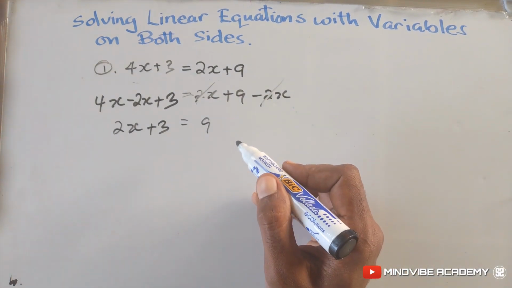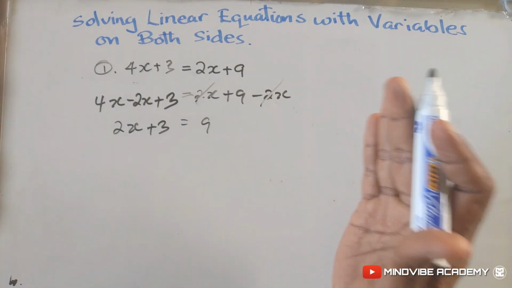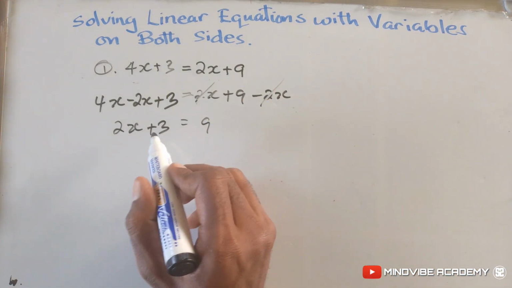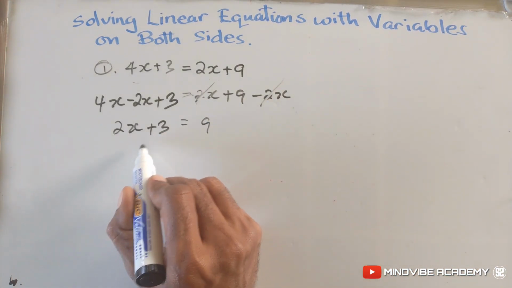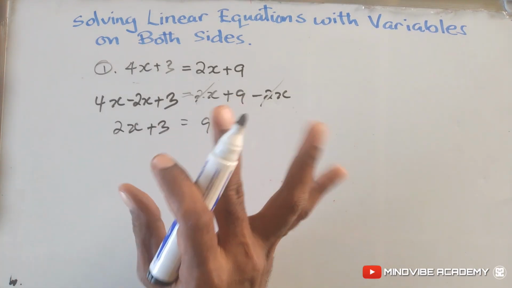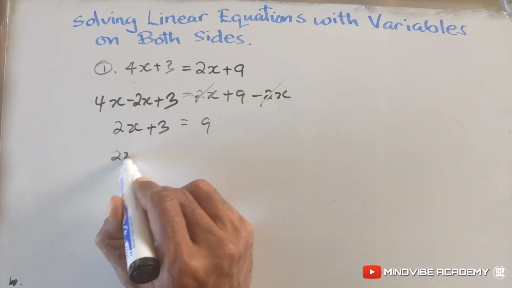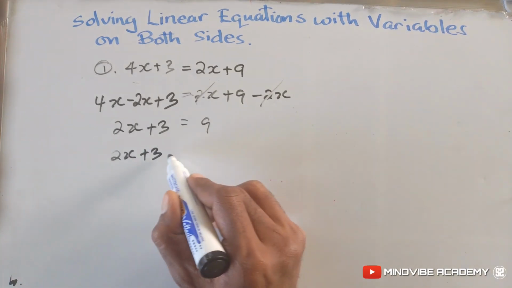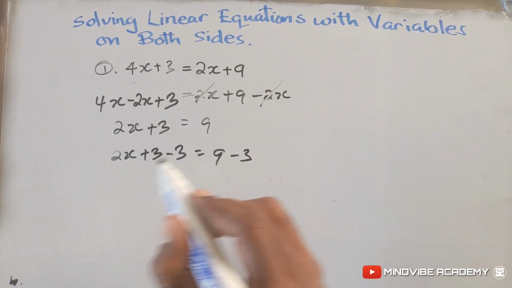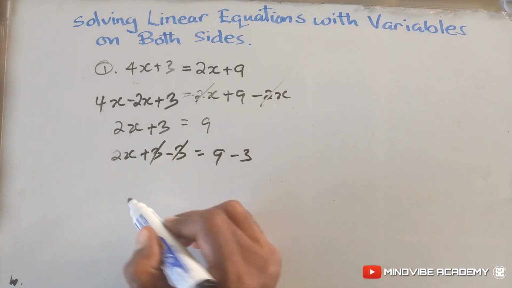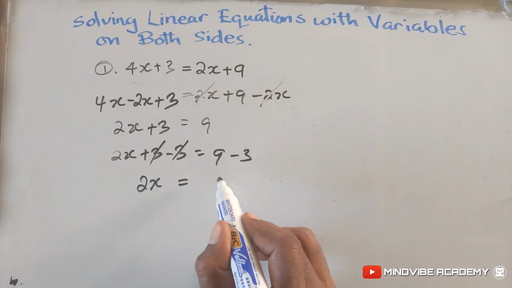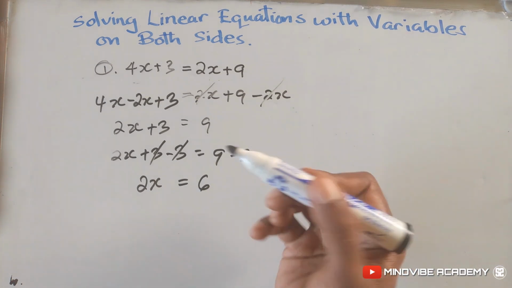Okay, so the next step is we're going to subtract 3 on both sides of the equation. So we have 2x plus 3 minus 3 is equal to 9 minus 3. So 3 and 3 cancel out. We have 2x is equal to 6.